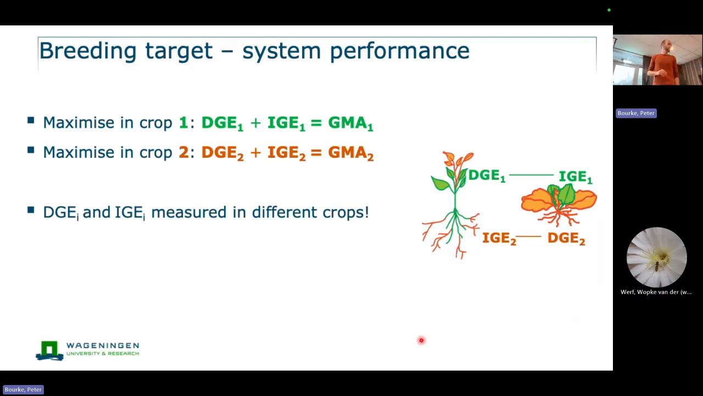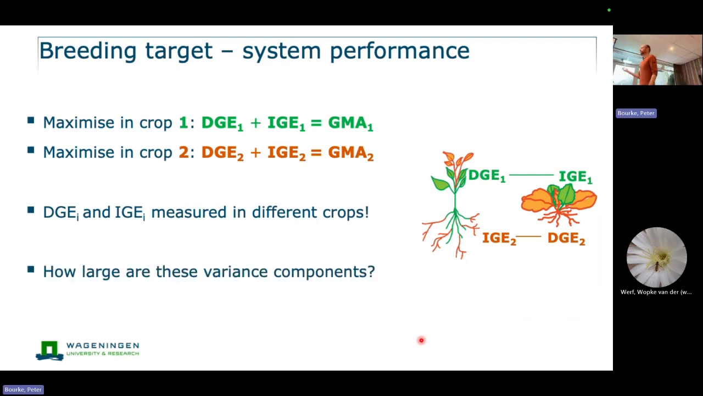And this comes back to this point about system performance. These crops may have different benefits, they may have different economic values and so on. So a breeder now has a slightly more complex selection target than simply just the yield of crop one, because these things are intertwined.